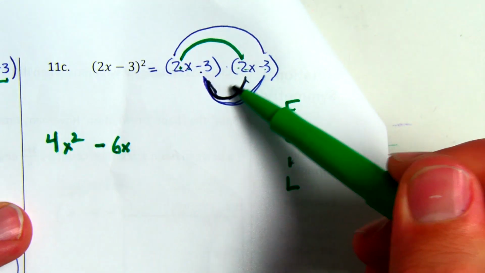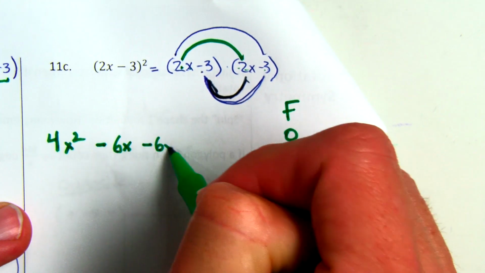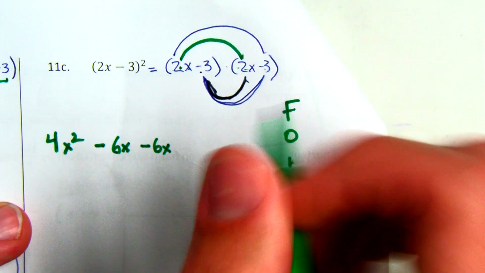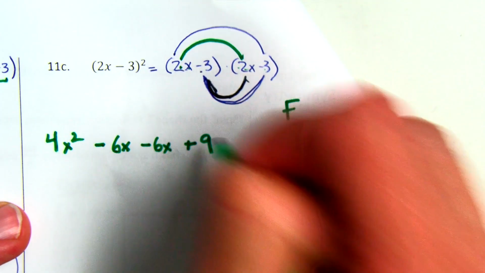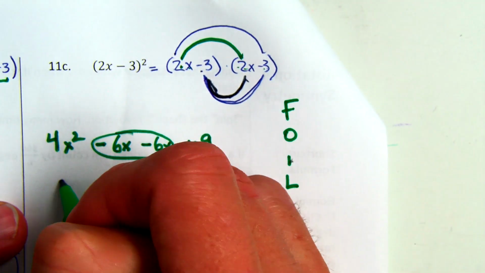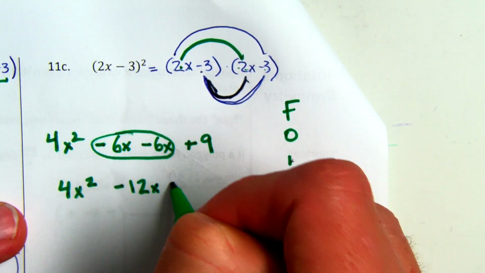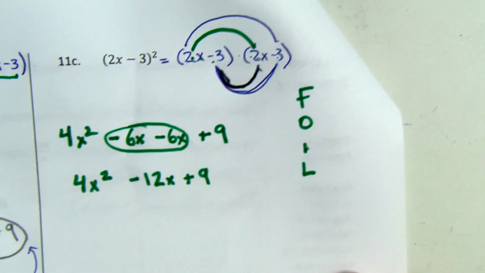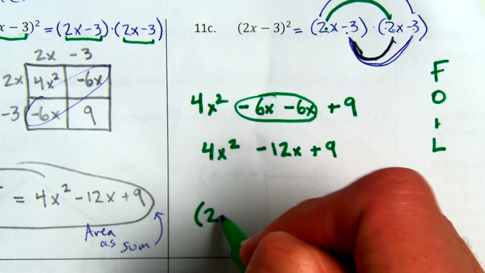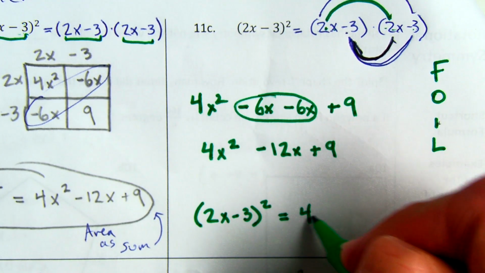Then comes inside, negative 3 times 2x. It's the same thing, just in a different order. Then we have negative 3 times negative 3, the last terms. Negative times a negative, positive 9. Combine like terms. Alright, and as you notice, it matches what you have on the left. Don't forget to write your answer, area as product equals area as sum.